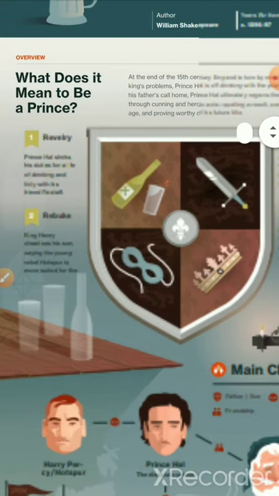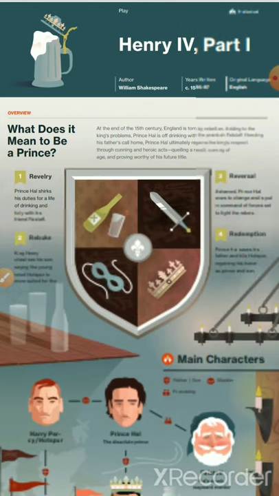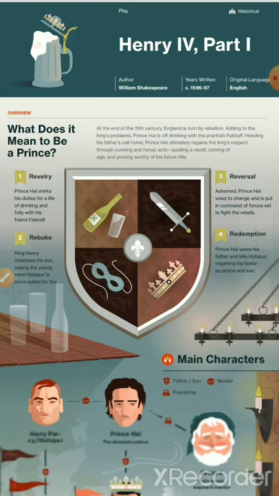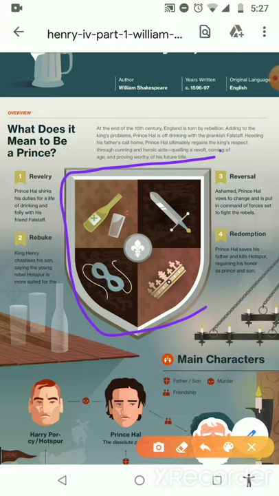It has four dimensions: a revelry, a rebuke, a reversal and then a redemption. In the revelry part, Prince Hal shirks his duties for a life of drinking and folly with his friend Falstaff. In the rebuking section, King Henry chastises his son, saying the young rebel Hotspur is more suited for the position. Ashamed, Prince Hal vows to change and is put in command of forces set to fight the rebels. In the redemption section, Prince Hal saves his father and kills Hotspur, regaining his honor as prince and son.